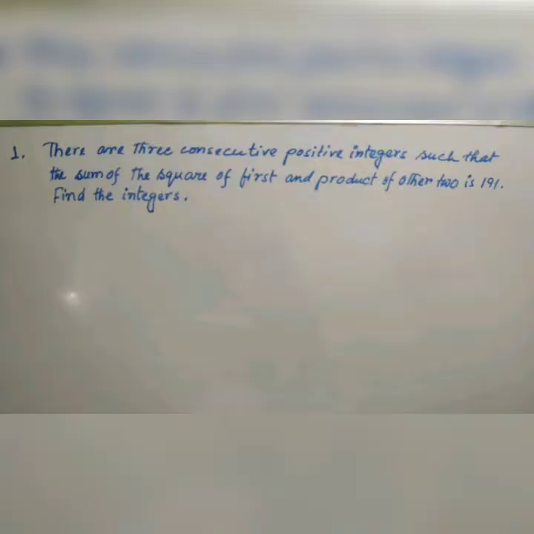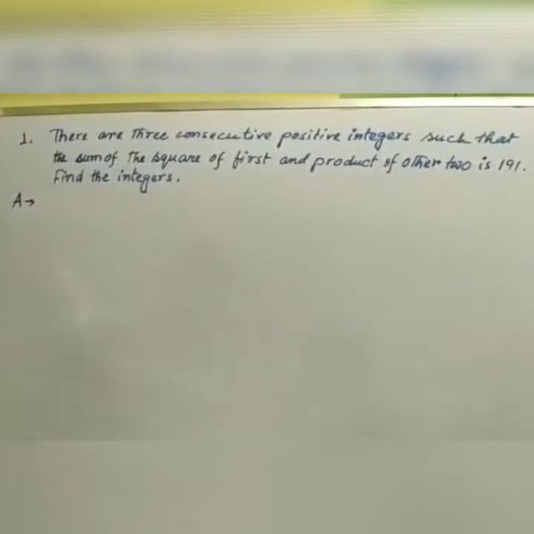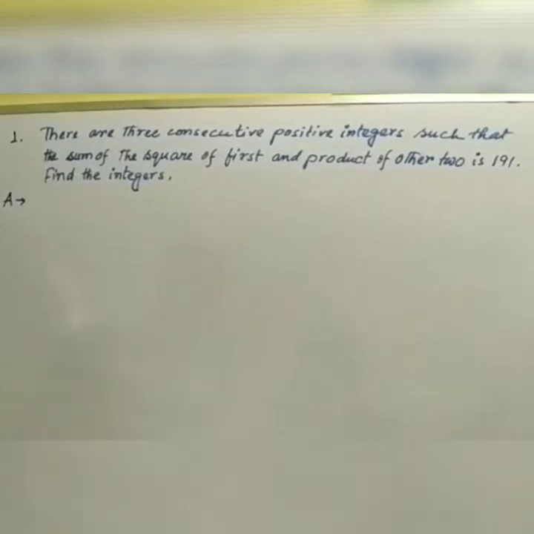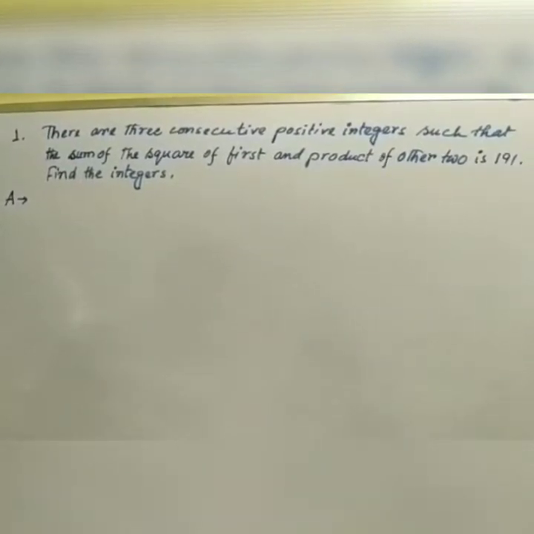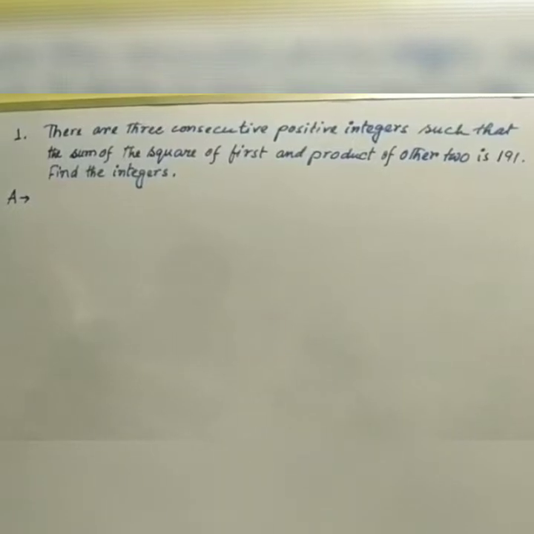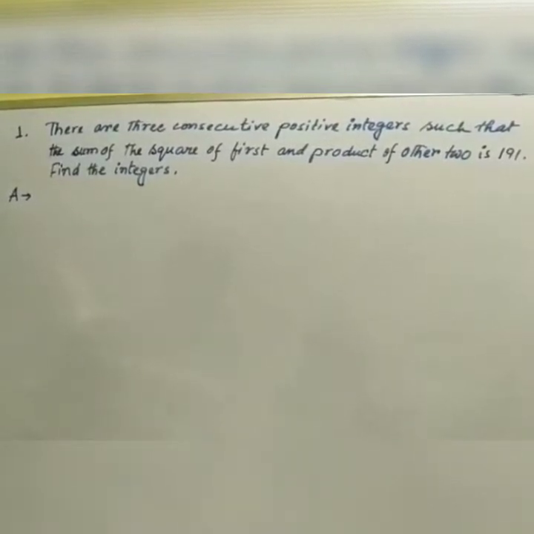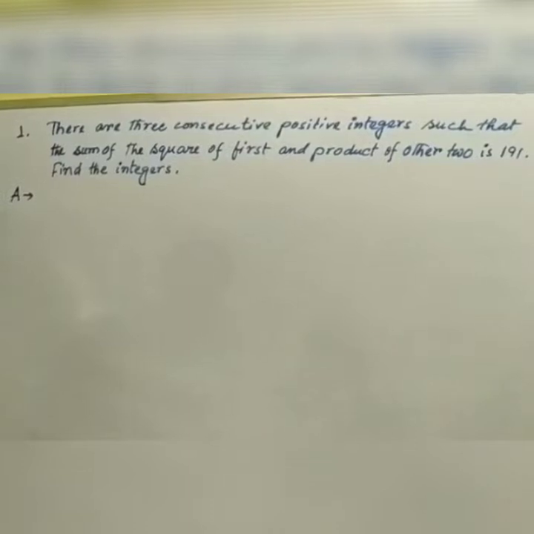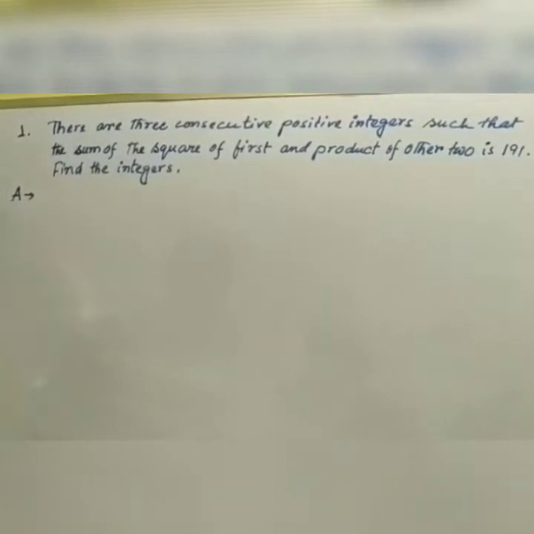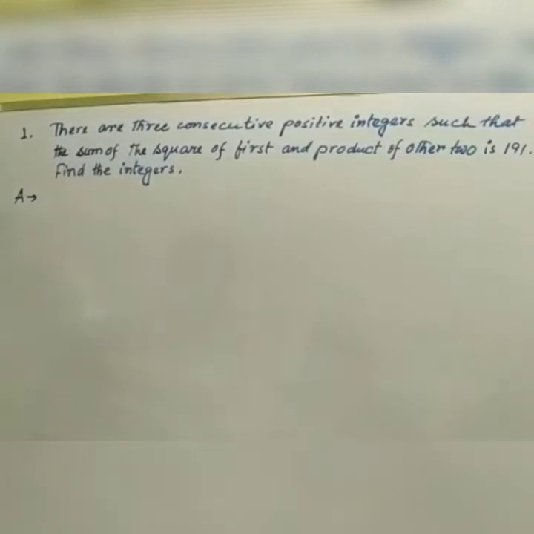Question number 1. There are 3 consecutive positive integers such that the sum of the squares of the first and the product of the other two is 191. Find the integers. You need to take the 3 consecutive positive integers. You know that the difference between consecutive integers is 1, so there will be a gap of 1. And also they are positive, so we'll take the integers as x, x plus 1 and x plus 2, if x is positive.